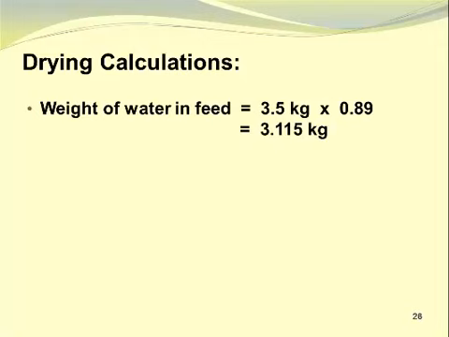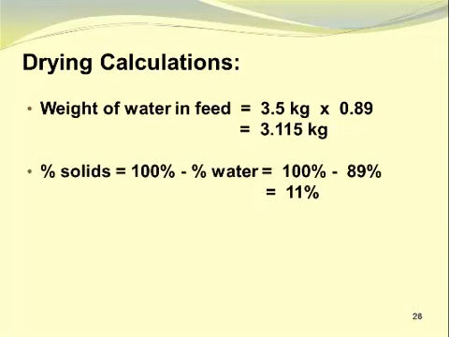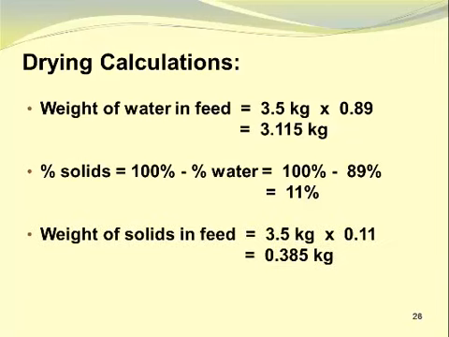And it's usually best to carry a few extra decimal places through the intermediate calculations, and then you can round off in your final answer. This way you avoid round off errors as you go through each of the individual steps. The percent solids will be 100% minus the percent water, which is 100% minus 89% water, or 11% solids.